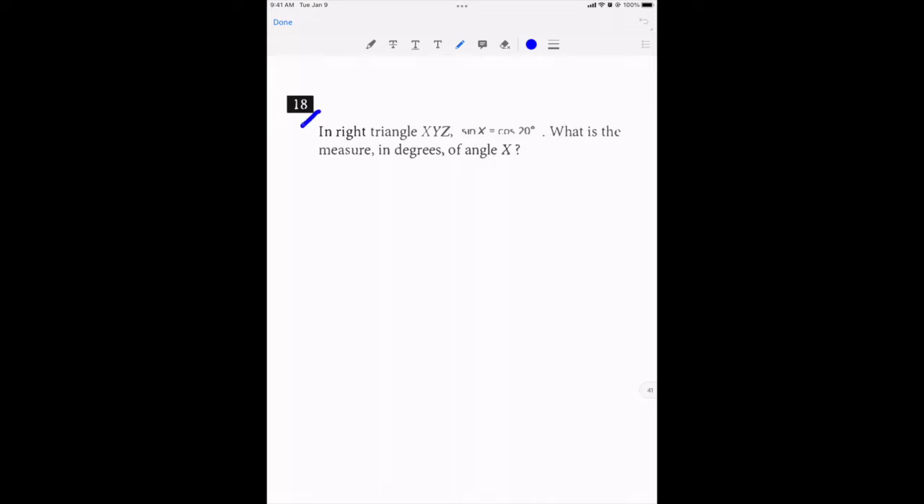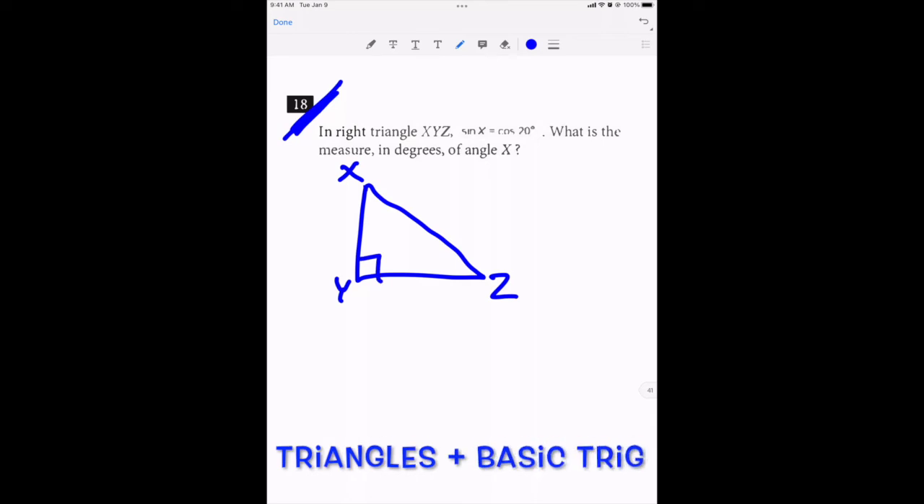All right, let's work on problem number 18. It mentions right triangle XYZ, but they don't draw it. So for goodness sake, please, you draw it. Make sure you don't get lazy about that sort of stuff. Let's label triangle XYZ, and we'll make Y that 90-degree angle because it is a right triangle.